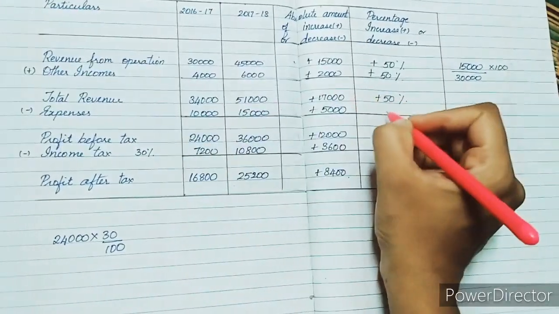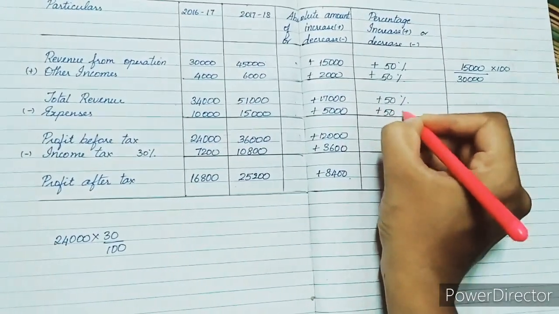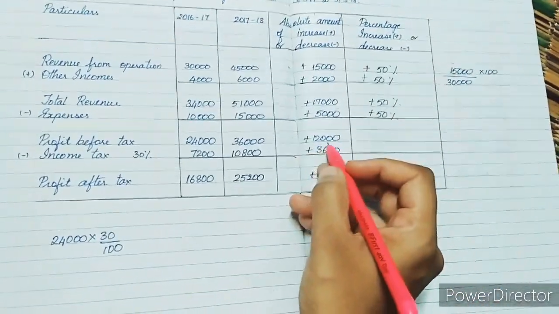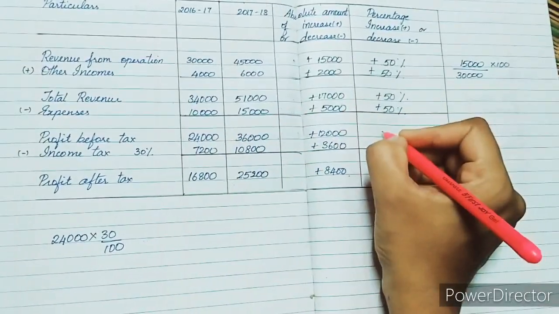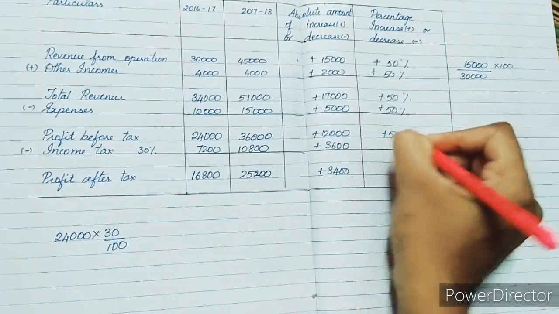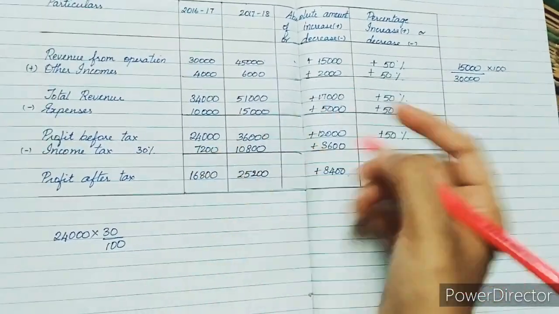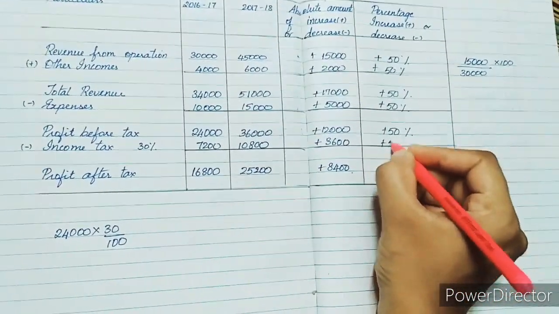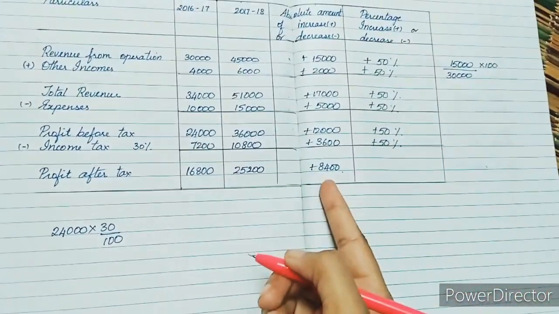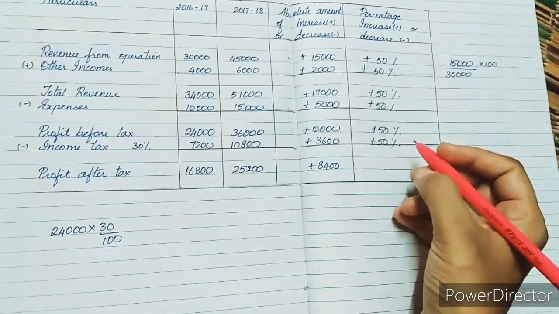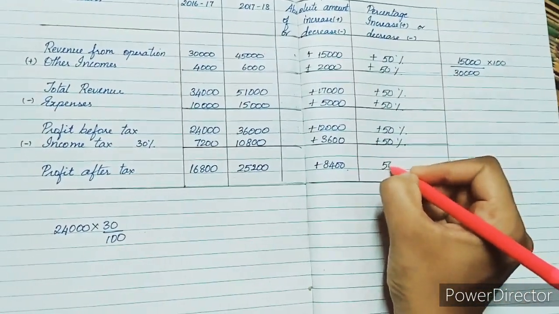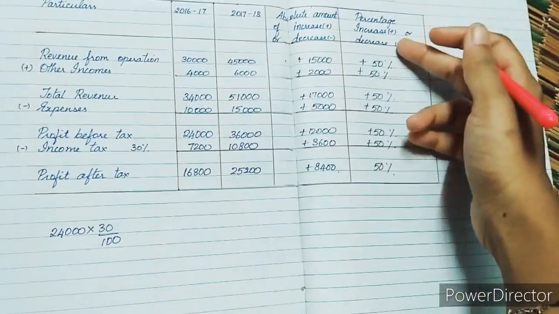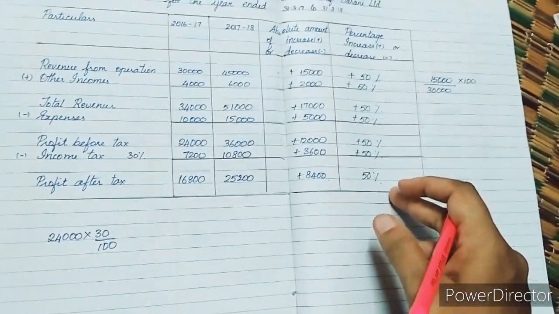5,000 divided by 10,000 into 100 is 50%. 12,000 divided by 24,000 is 50% again. 3,600 divided by 7,200 is 50% again. And lastly, 8,400 divided by 16,800 also is 50%. So all my percentage of increase is 50%.